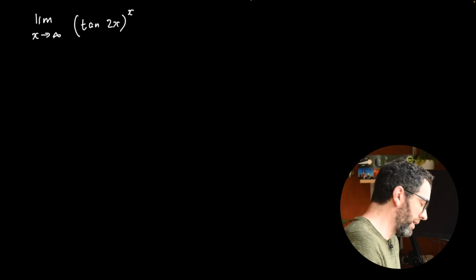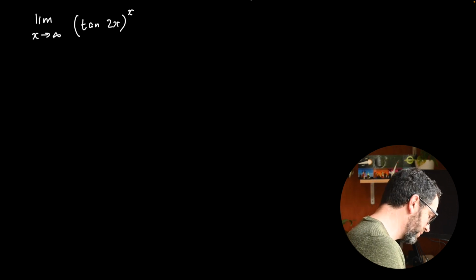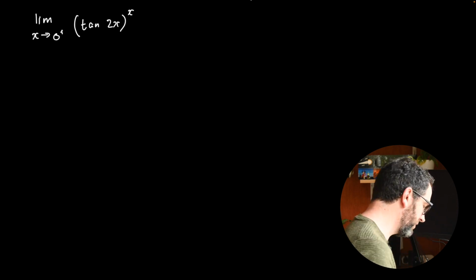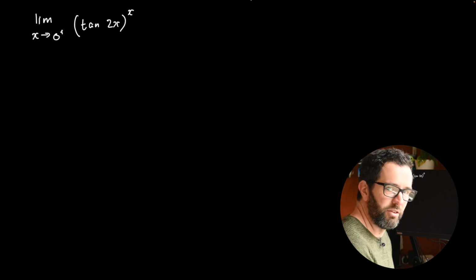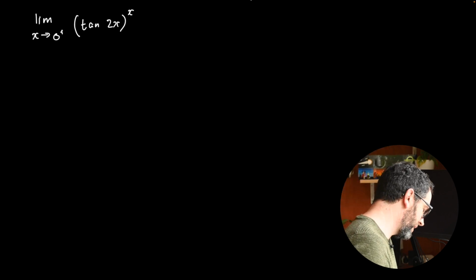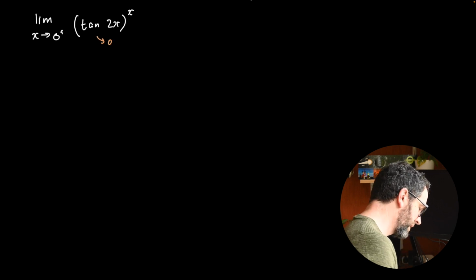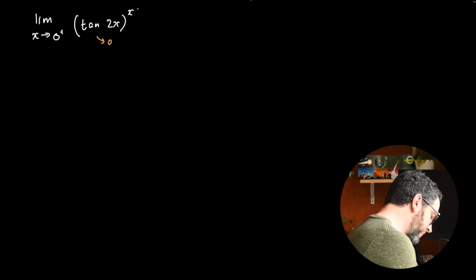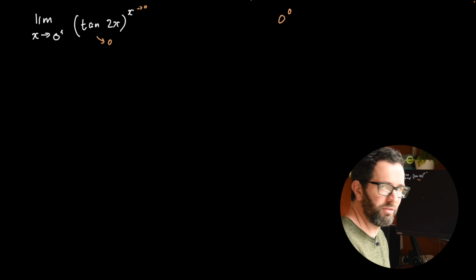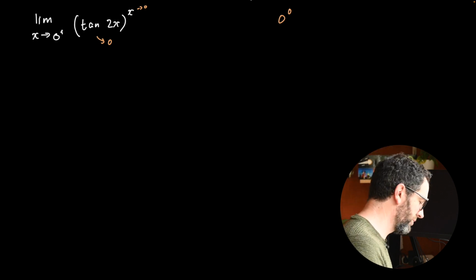Now, let's have a think about what happens as x goes to 0 from the right of tan 2x over x. Tan 2x, as we go towards 0, is going to head towards 0, and the x is heading towards 0. So this is an indeterminate form, basically of 0 to the 0 as we approach the limit.